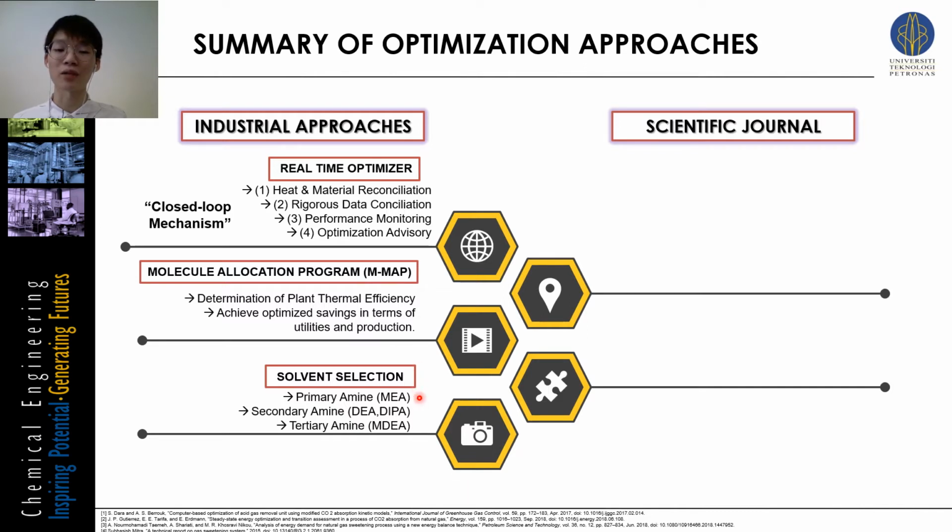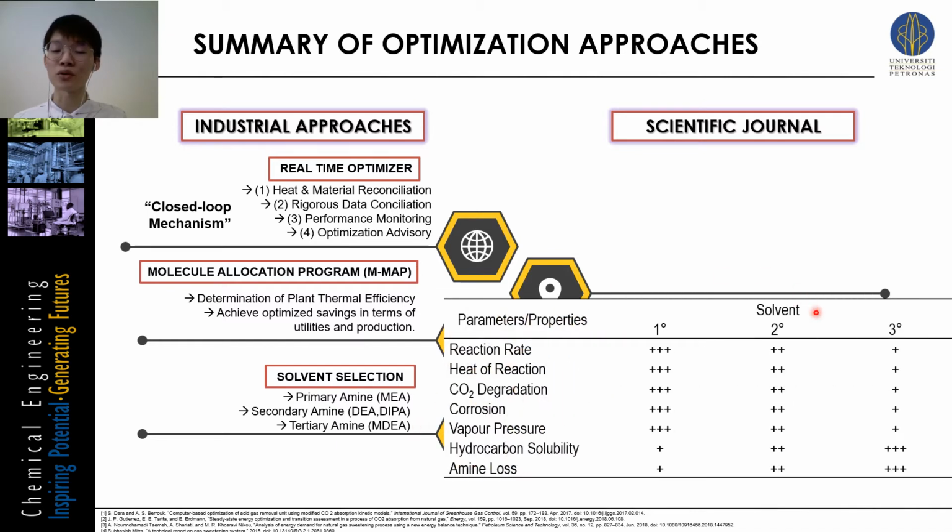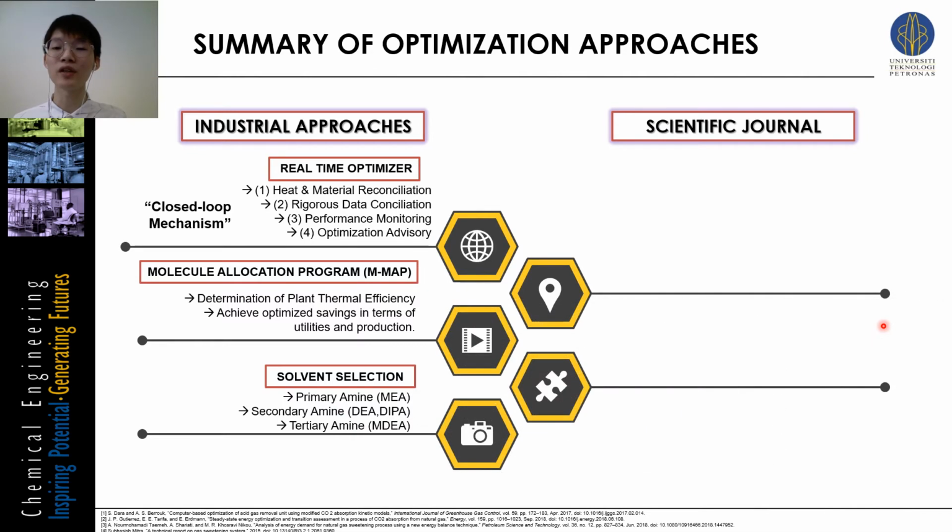And we have the primary amine, secondary amine, and also the tertiary amine. And here are the pros and cons for the solvent selections of primary, secondary, and also the tertiary amine. And moving on next, let me look into the scientific journal.